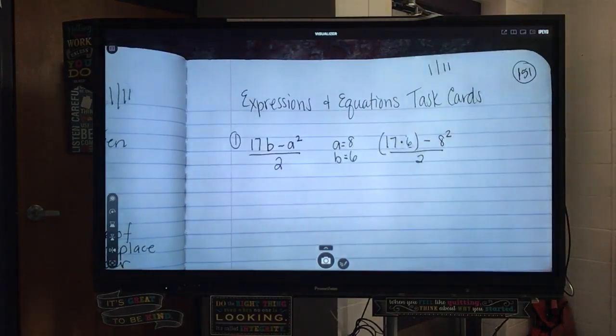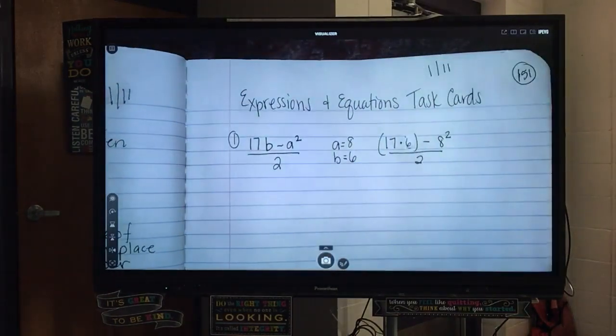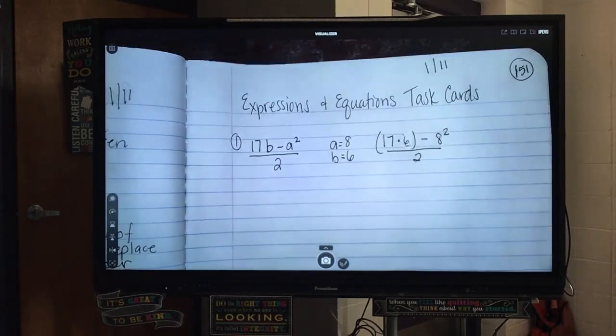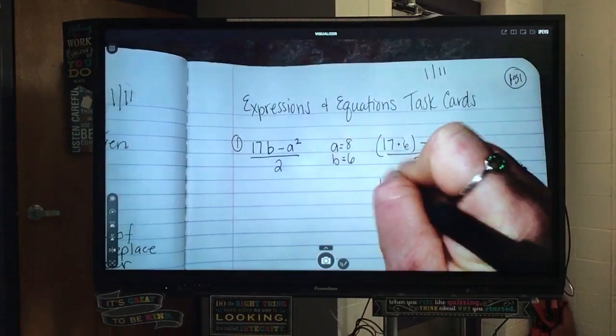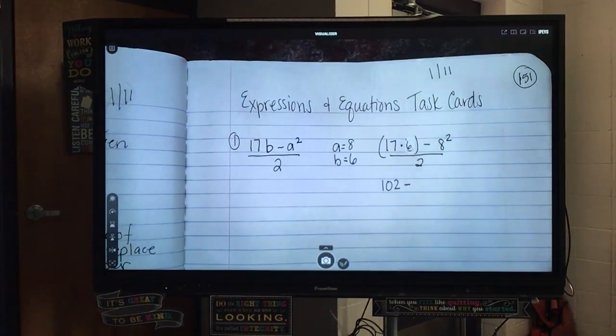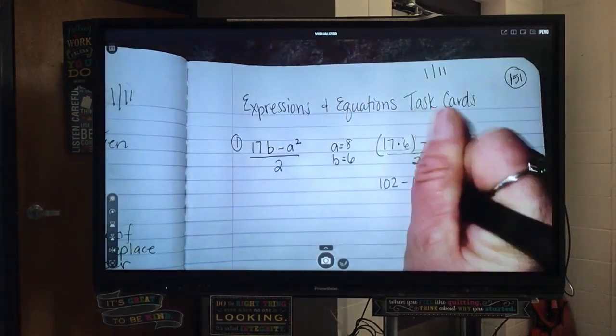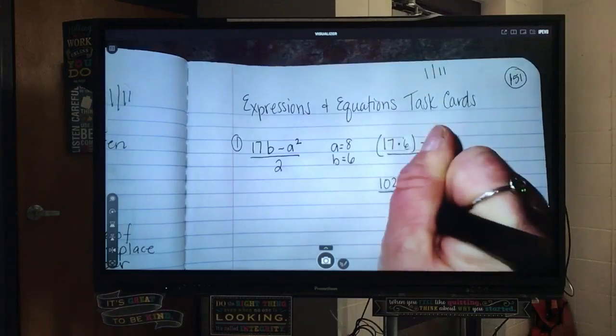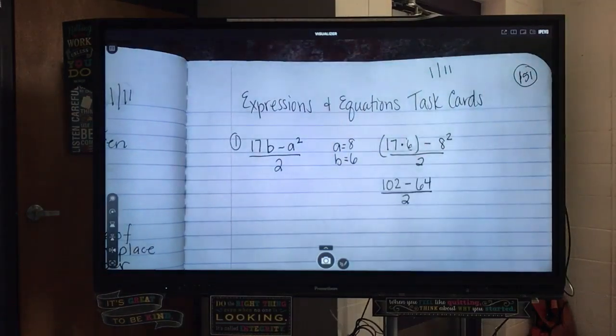Okay? So then at this point, this should be easy for us, right? This is strictly order of operations. Alright, so everyone do 17 times 6. Raise your hand when you have your answer. What is it? 102. Yes. Okay, so 102 minus, what is 8 squared? Haley? 64. 64 divided by 2. Alright, so what is 102 minus 64?